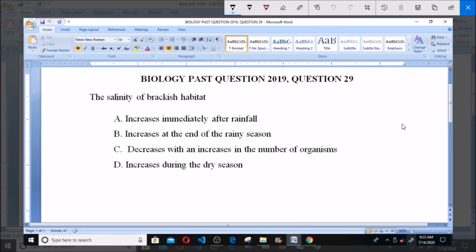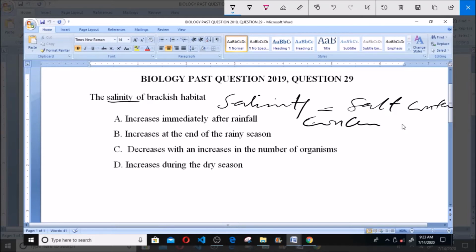Now you ask yourself, what is salinity? Now salinity is simply the salt content or concentration of salt in that water. Now immediately after rainfall, the water in a brackish habitat increases, thereby the salinity will reduce.